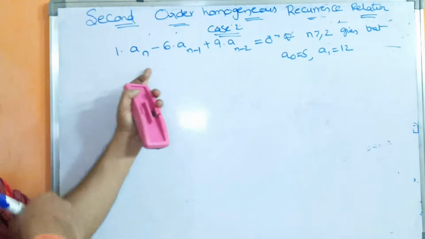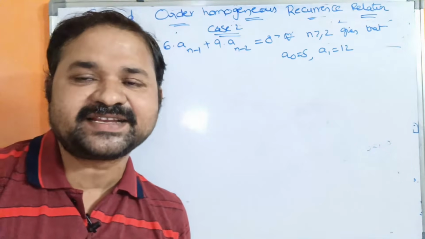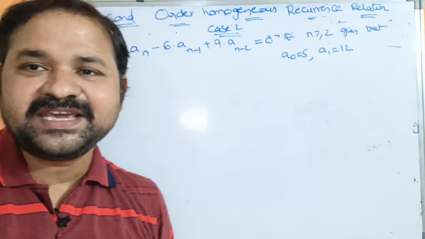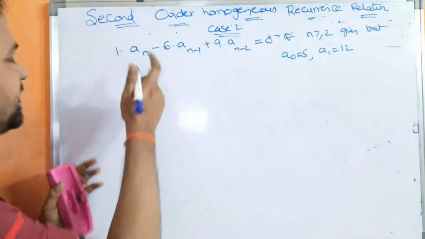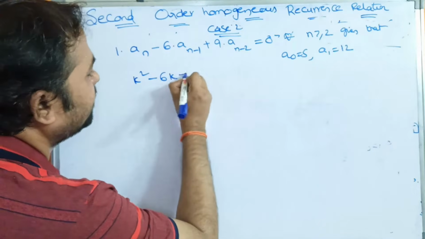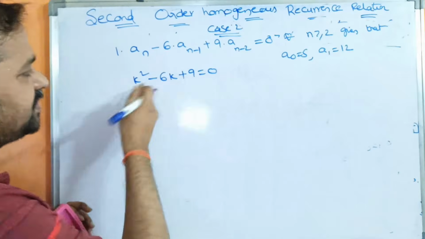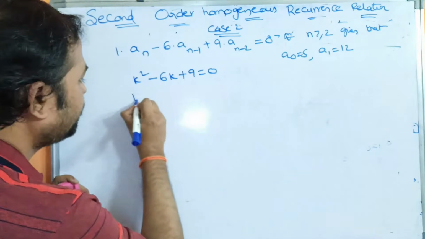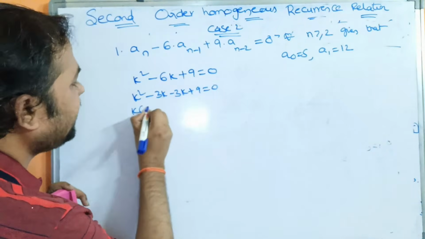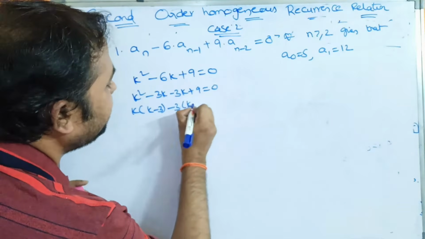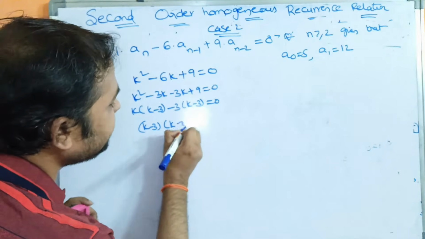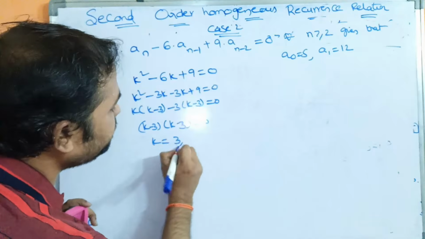Okay. Here this is already a second order homogeneous recurrence relation. Already we have seen the first two examples. Let us write the auxiliary equation or characteristic equation directly. An we can write as k square, 6an minus 1 we can write as 6k, and 9an minus 2 we can write as 9. So k square minus 6k plus 9 is equal to 0. So k minus 3 into k minus 3 is equal to 0. So the roots are k is equal to 3.